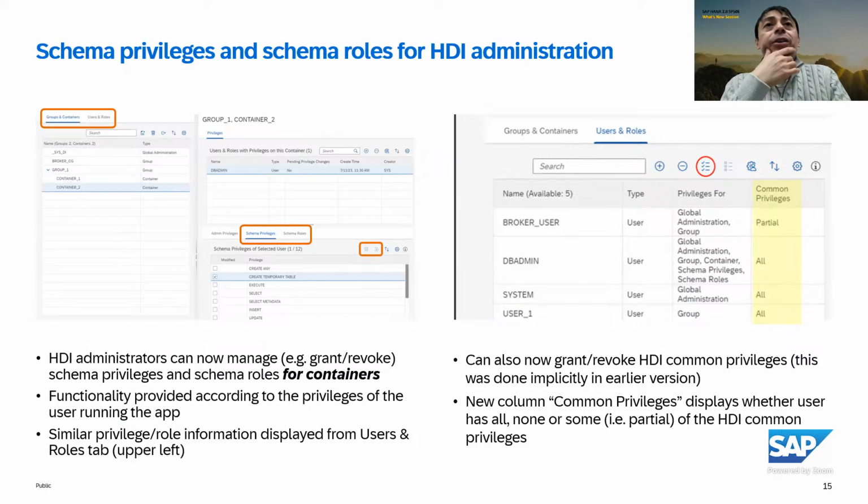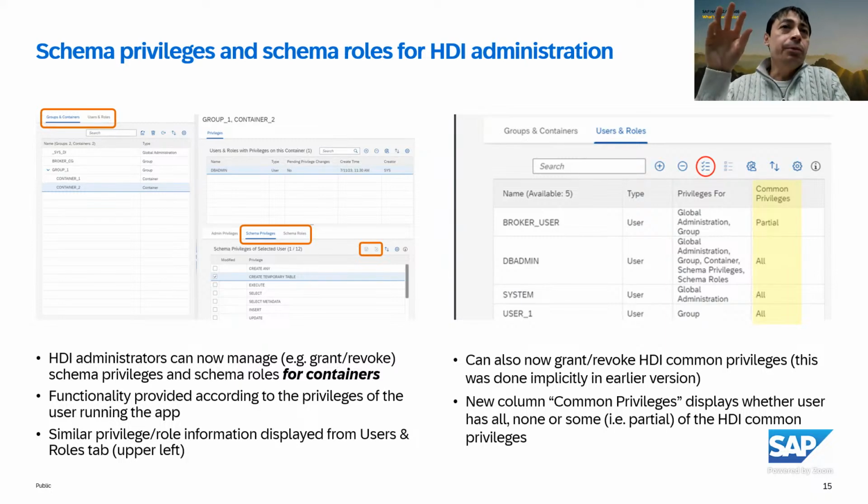All right, let's move on over here. So let's look at some HCI administration new features. So now we can have a schema privilege and schema roles in HCI administration. What this means is that if you are an HCI administrator, you can now manage the schema privileges and the schema roles for the container. So you can grant and revoke the schema privileges and roles. And again, this is only for containers, not container groups.